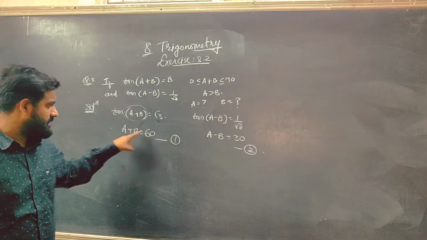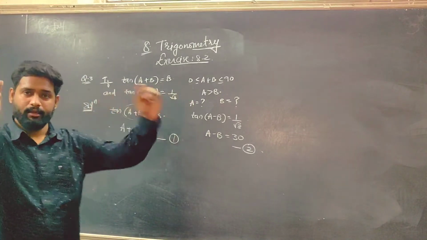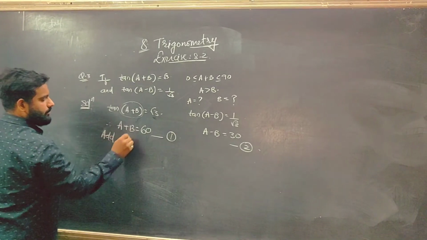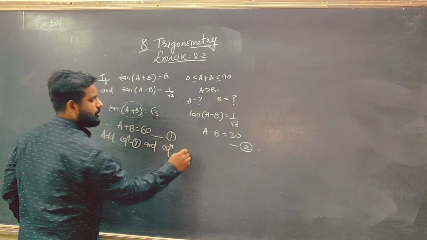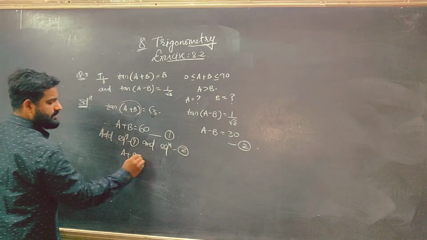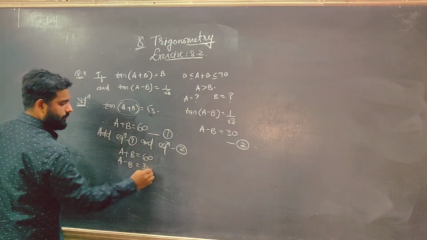Because if you add it, plus B and minus B will eventually cancel out and you will get one of your answers. So what do I write here? Add equation number 1 and equation number 2. So what is equation number 1? Write it down. A plus B is equal to 60. A minus B is equal to 30.